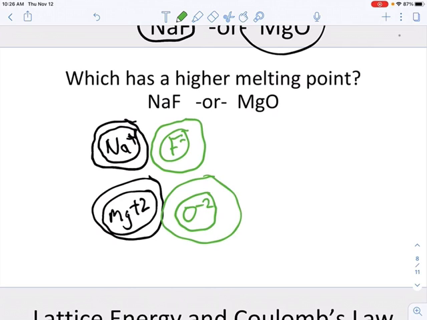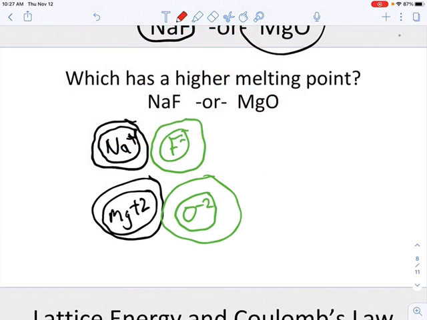Okay, so now we want to be able to use Coulomb's law to predict the force of attraction in these two substances. Remember, they're ionic, so I've only drawn 2 atoms here, but they actually exist in a crystal lattice where there's lots of atoms in that 3D structure. But just looking at these 2 atoms, we can still predict the strength of the bond.